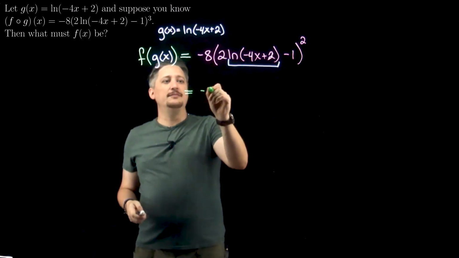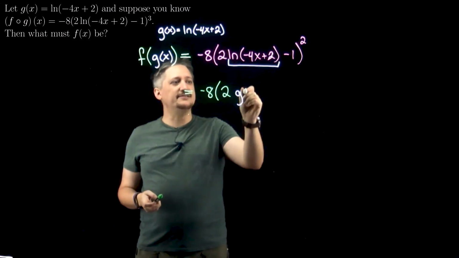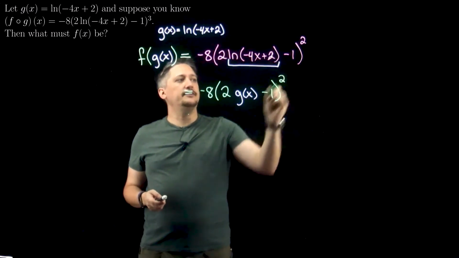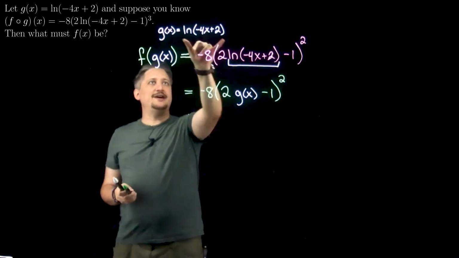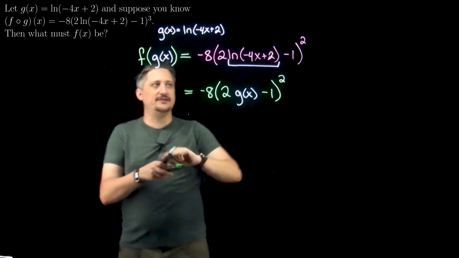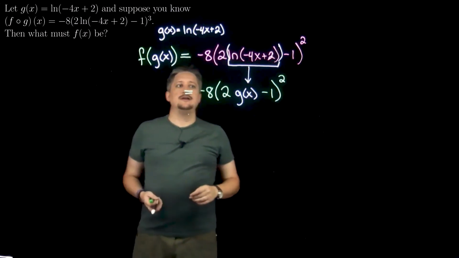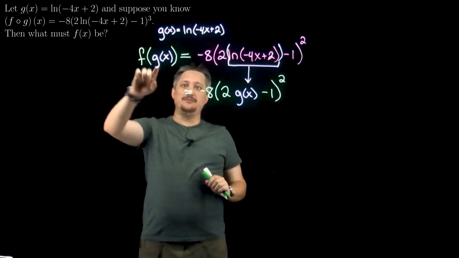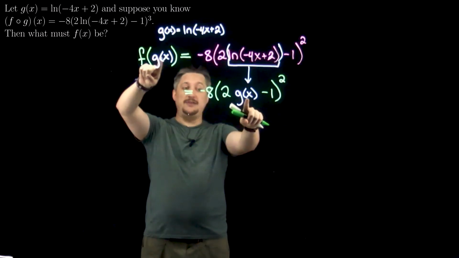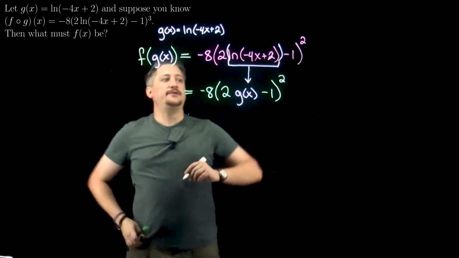So I'm going to end up with minus 8, the 2, then I have that g of x, and then I have minus 1 squared, right? Because I have the definition of g, I recognize that, so I'm replacing that whole thing with g of x. Normally, if I were going forward, I would have some f of x, and then I'd take the x and replace it with g. Now I'm going backwards, so I want to take the g and replace it with x. That'll get me to f, right?